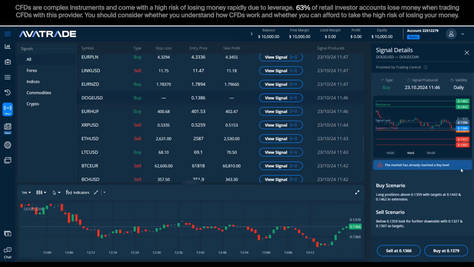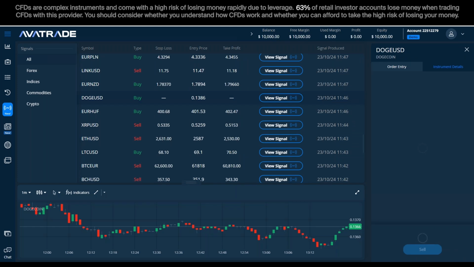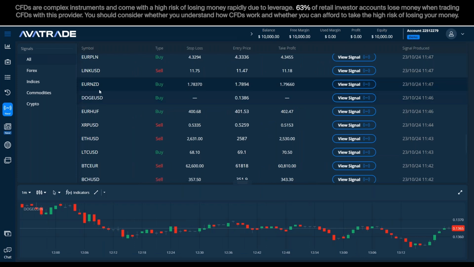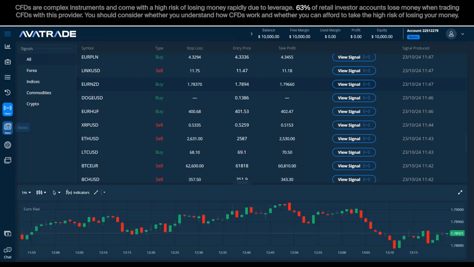If you click it, it doesn't let you use the signal, and even if you try, you're not going to get the take profit and stop loss ready. It's just not working. So you have to wait if you want to use Dogecoin with a signal. Okay, because at the moment it doesn't work. And this is, like I said, technical analysis. The next thing that I'm going to show you now is for fundamental analysis.